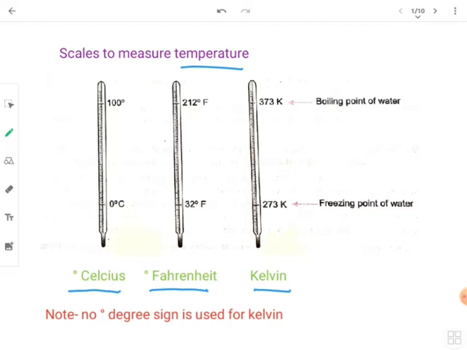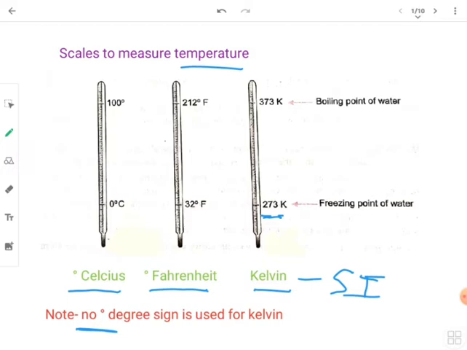Now Kelvin is one such scale which is accepted worldwide and it is also known as the SI unit of temperature. So whenever we use any calculation in chemistry or in any branch of science, we usually denote the temperature in Kelvin because it is the accepted unit worldwide. One thing to note up here is that you do not use any degree sign when you are writing Kelvin. For example, here it's written 273 Kelvin. We have not put a degree sign.